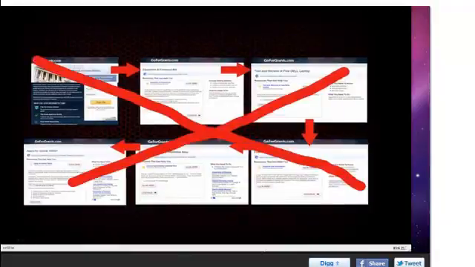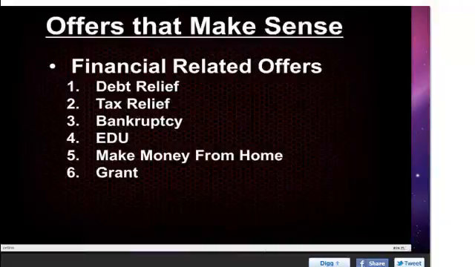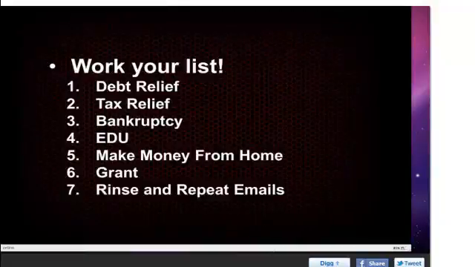Again, we'll be covering all this in Vegas in super detail, but okay, so those are our financial related offers. Then what you'll do is you'll work your list. You'll send those people through. Any emails that you collect, you're going to follow up. I like to follow up in the same sequence of my pages because my pages are usually arranged in order of conversion. Okay, because you got to think about this. If you have the highest converting page on the last piece of your chain, a lot of people aren't even going to get to that. Right?